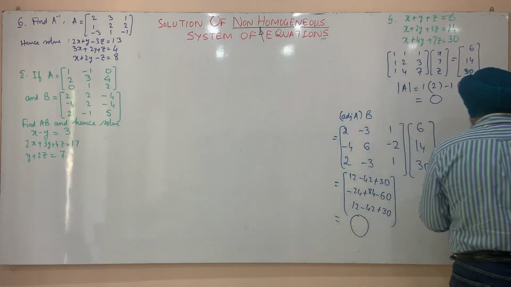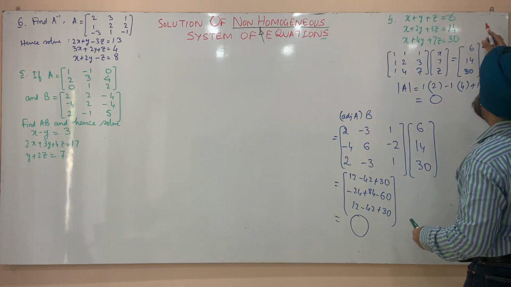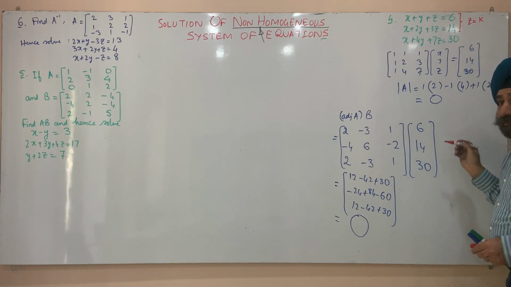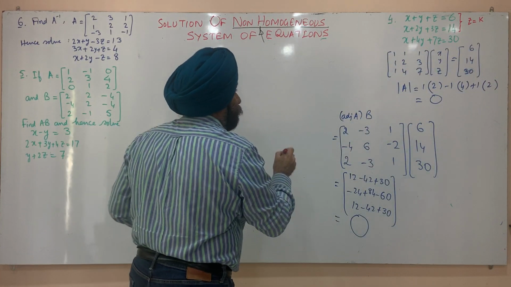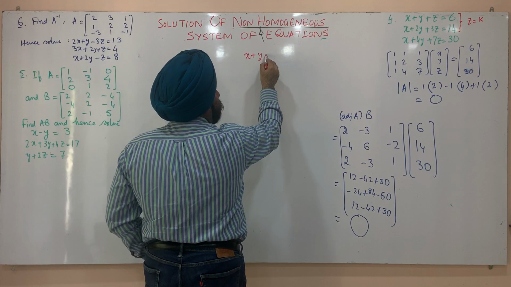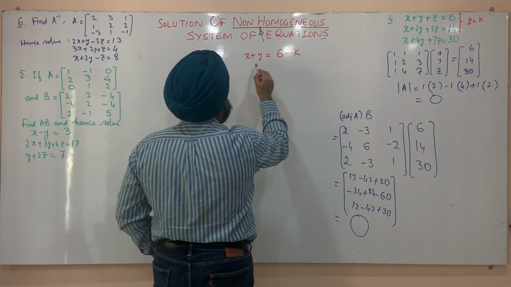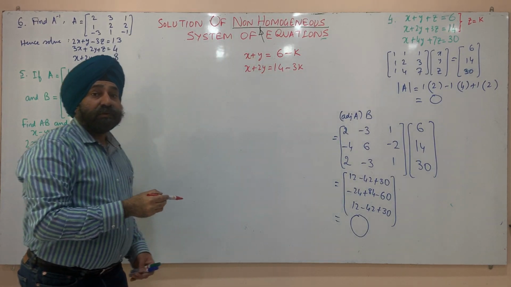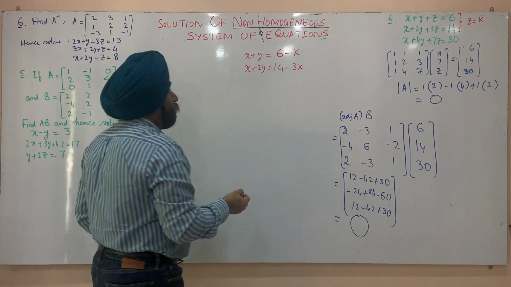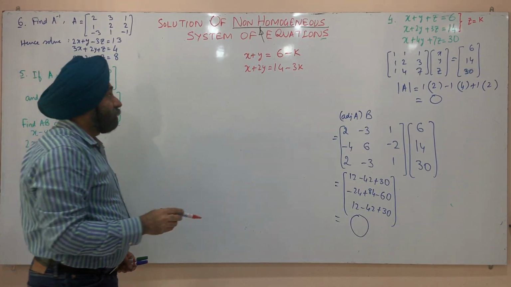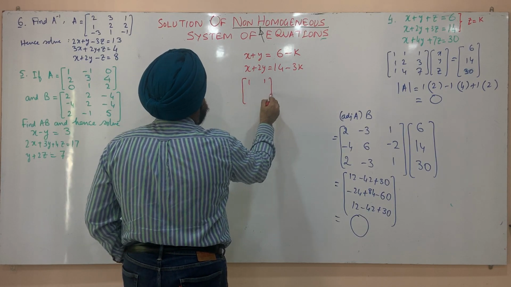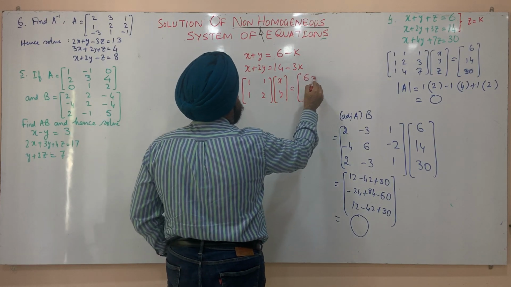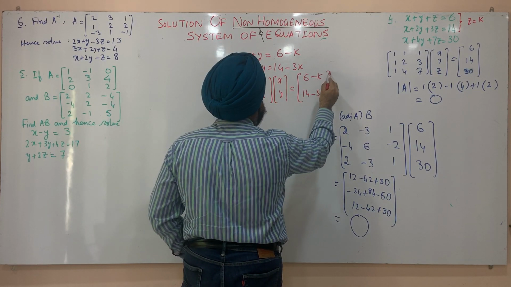We consider any two equations. Let's say you consider first and second, and we put z is equal to k. Shifting k to the right hand side, we have x plus y is 6 minus k, x plus 2y is 14 minus 3k. Now we have two equations in x and y. We solve using matrices only. Writing the given system in matrix product form, x y here, and right hand side 6 minus k, 14 minus 3k.